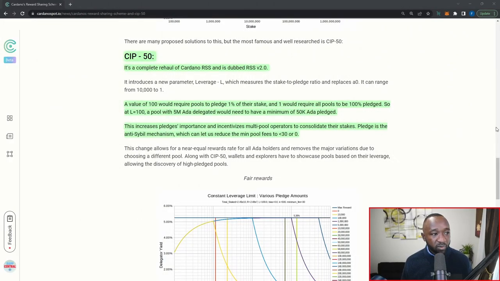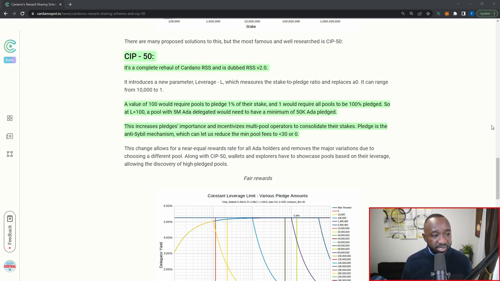Now, scrolling down to the bottom of the article, we finally get the introduction of SIP number 50. And as it states here, SIP number 50 is going to be a complete overhaul of the existing Cardano reward sharing scheme dubbed RSS V2.